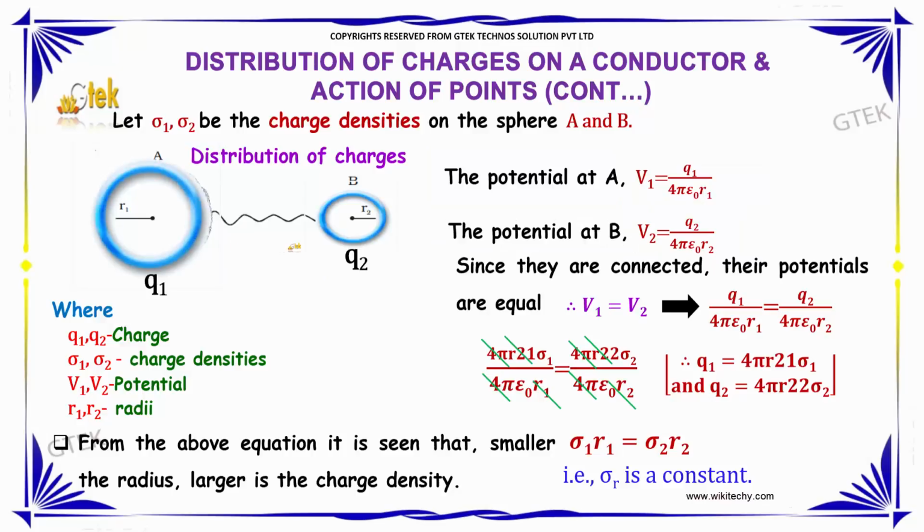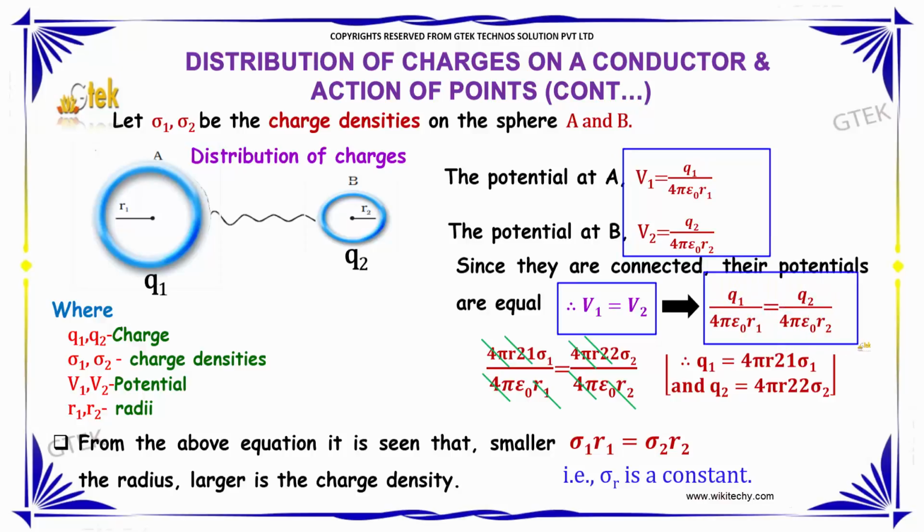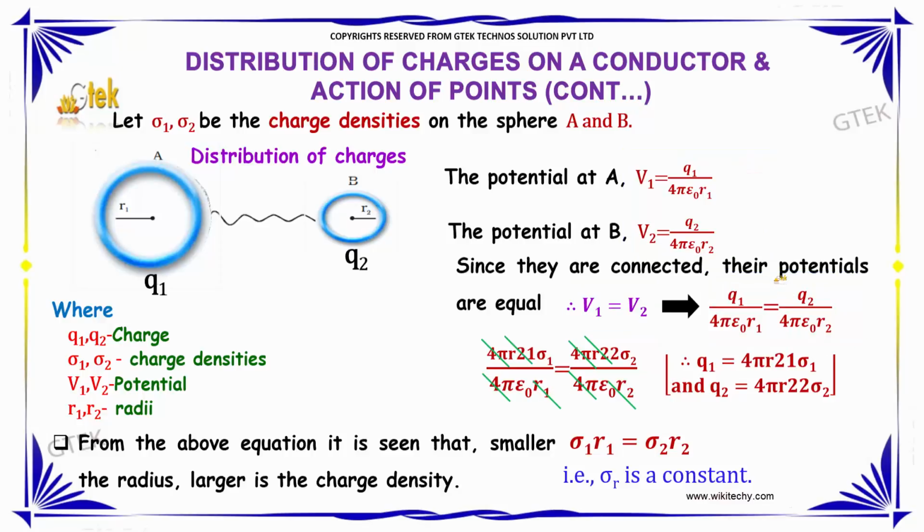Since they are connected by a wire, their potentials are equal. Therefore, we can simply write V1 equals V2. By substituting the values for V1 and V2, we get Q1 divided by 4 pi epsilon naught R1 equal to Q2 divided by 4 pi epsilon naught R2. On cancelling the similar terms, we get sigma 1 into R1 equal to sigma 2 into R2.